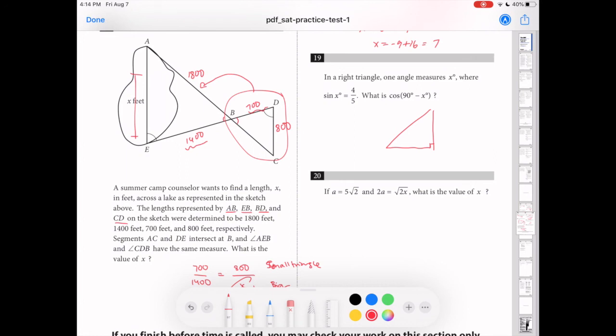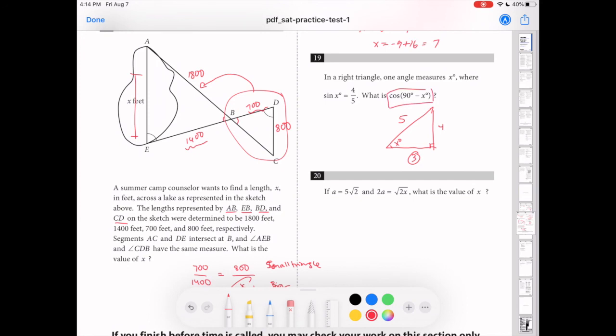Okay, in the right triangle, one angle measures x. So let's just say this is x, okay? And sine, so that's opposite over hypotenuse, is 4 over 5, okay? Immediately, I can see that this is going to be a 3, 4, 5 Pythagorean triple triangle. That's just something that pops to the top of my head. It's not totally necessary. Now it's asking for cosine of 90 minus x.